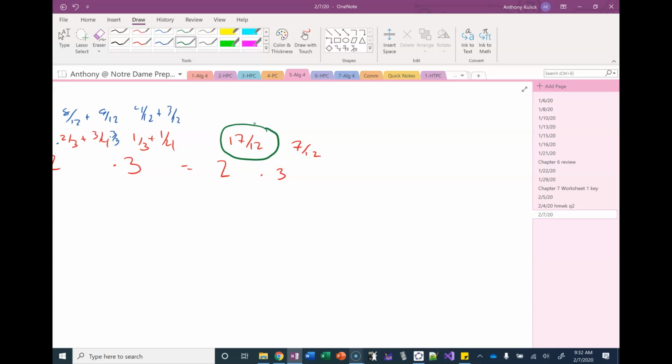So how can I rewrite 17/12 as a mixed number? So it's 1 and 5/12. You guys remember doing that in elementary school? So how many times does 12 go into 17? Once. That's the 1. How many are left over after that? 5. That's the 5.